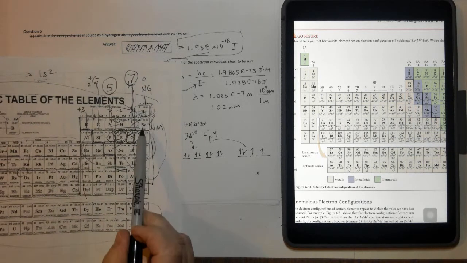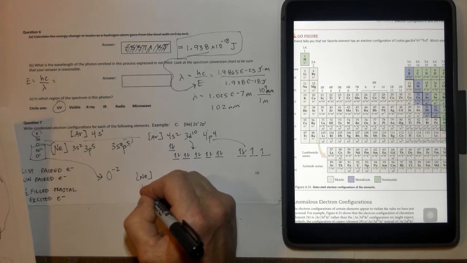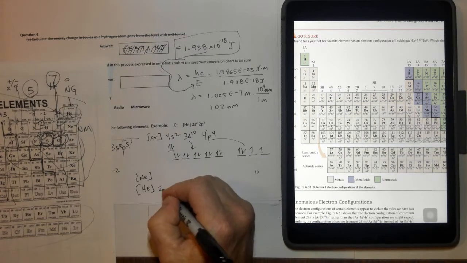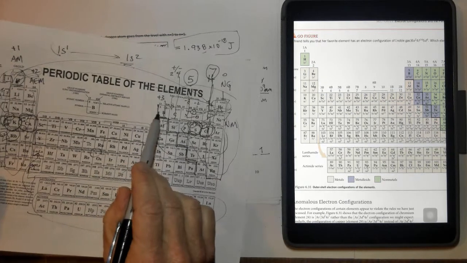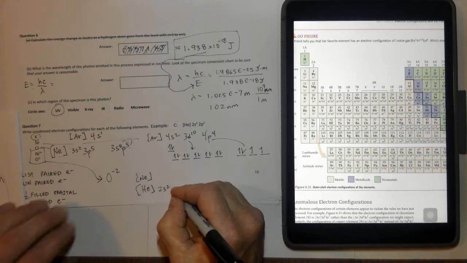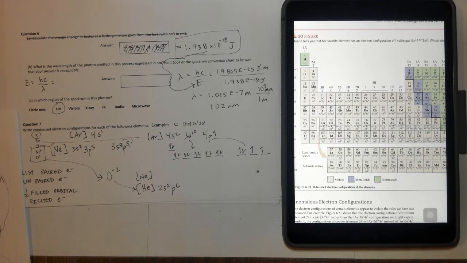But if you wanted to write it just as oxygen was, you'd write down helium first, He, and then you'd write 2s2, and then 2p6, because 1, 2, 3, 4, 5, 6 would fill us up to where oxygen with a minus 2 configuration would be.